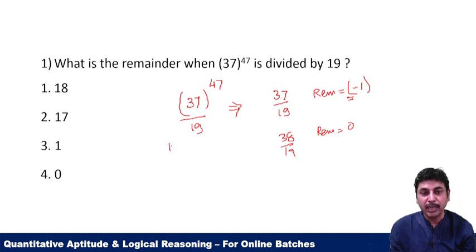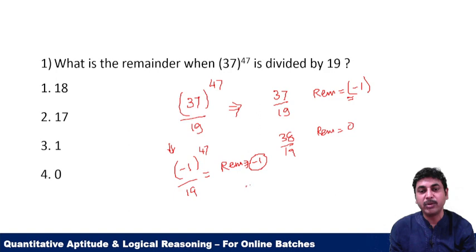Now, this question can be converted to this form, minus 1 raised to 47 divided by 19. So, minus 1 raised to an odd number is always minus 1. So, the remainder in this case will be minus 1. To make this remainder positive, you have to add the divisor, and your divisor is 19. So, minus 1 plus 19 is 18. This is your positive remainder. So, your answer is option number 1.